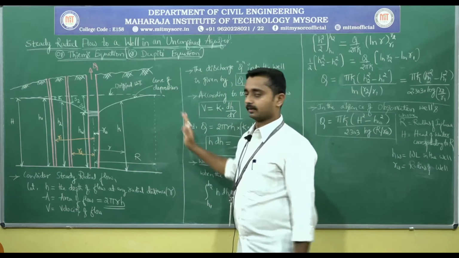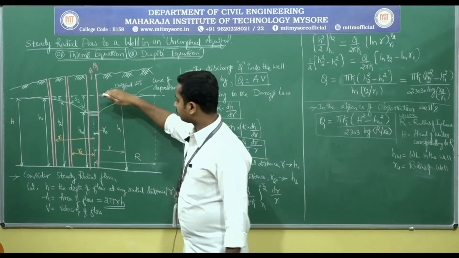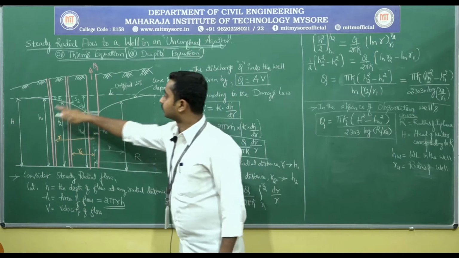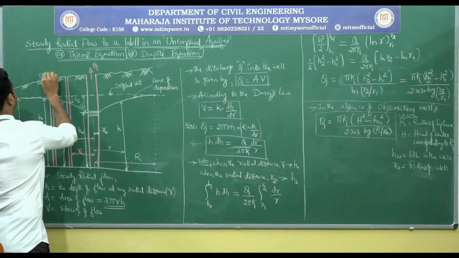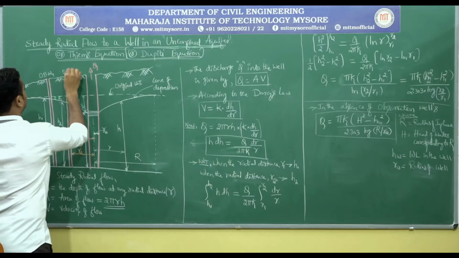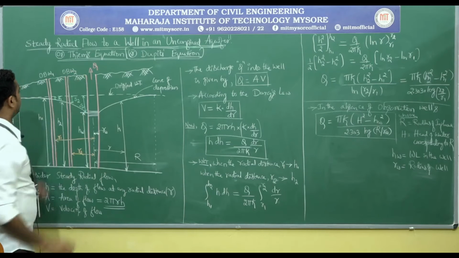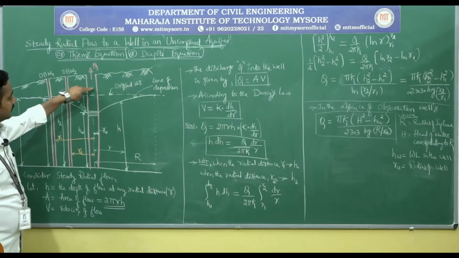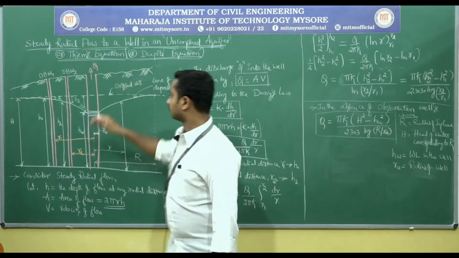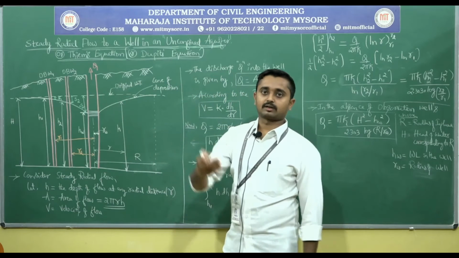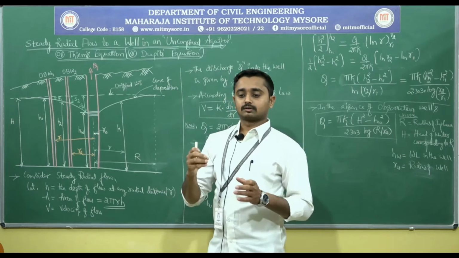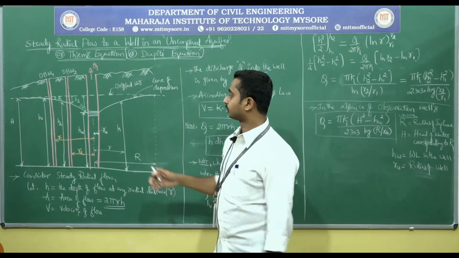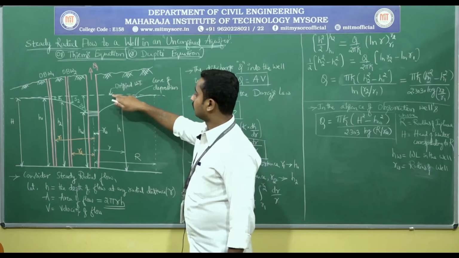Carefully observe the diagram. This is the pumping well. These two are observation wells: observation well 1, and this is another one, observation well 2. There are two observation wells and one pumping well. Through the pumping well we are extracting the water, and the observation wells are for continuously recording the data. And this is the original water table.